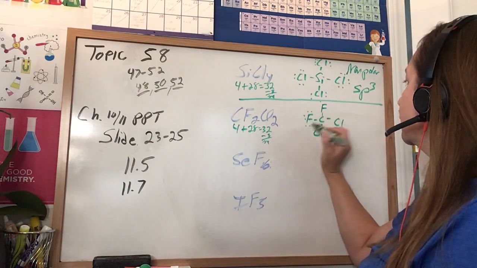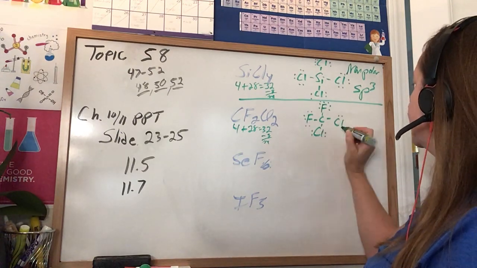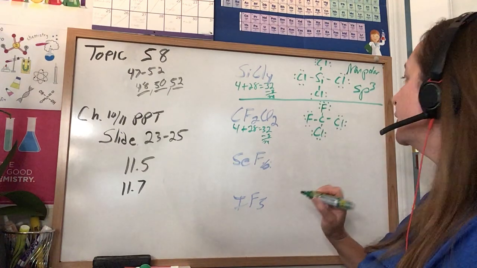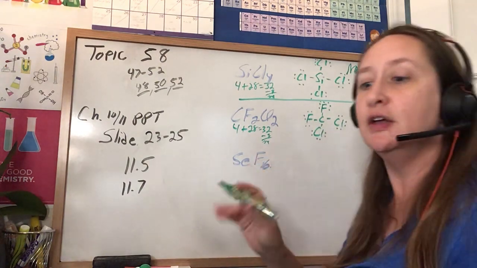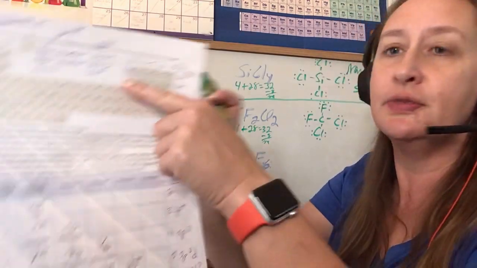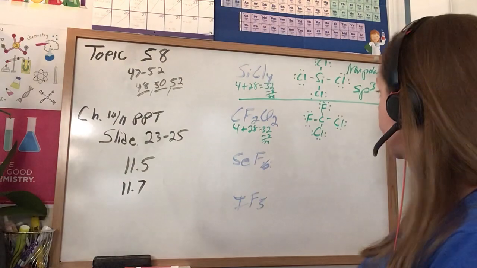I'd put them around the fluorines first, so that's going to use up 12, and then the chlorines. That's going to use up another 12. So now we've used up all the electrons, no lone pairs on that carbon, which is good because carbon being in this second row cannot expand its octet to have more than an octet anyway.